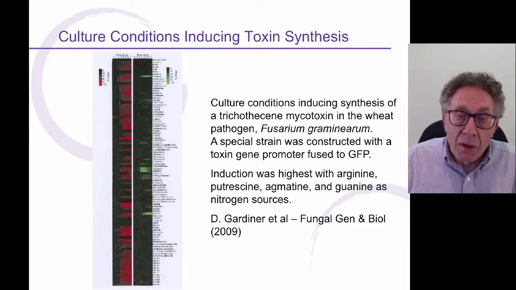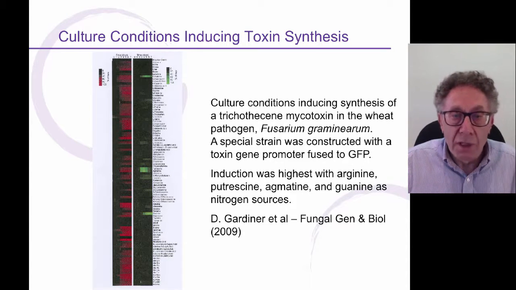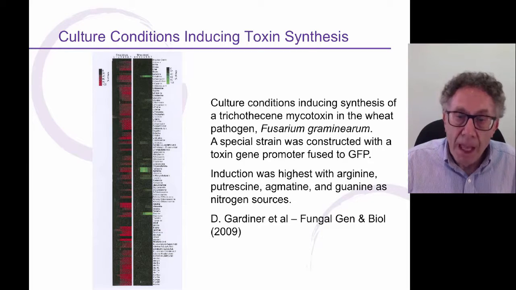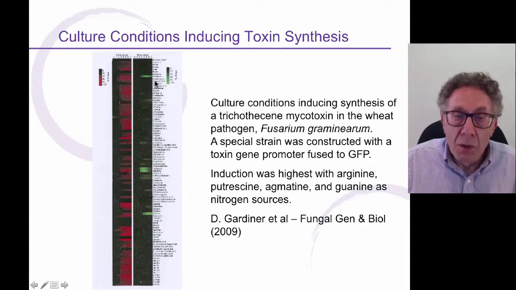However, even though this Fusarium is very good at producing toxin in the field and killing wheat, when you bring the fungus into the lab and culture it under laboratory conditions, the toxin genes are tightly shut off. And over the many decades of research, nobody could ever figure out what are the magical conditions that turn on toxin production. And so they approached this problem by making a green fluorescent protein fusion to the promoter of the toxin genes and using the phenotype microarray plates to test hundreds of different culture conditions to see if they could detect turn on of toxin production.